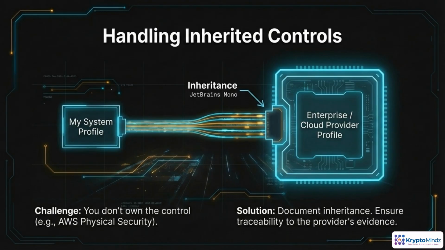Inherited controls are outcomes your system relies on, but that someone else actually implements. A classic example is cloud provider physical security. In a CSF profile, you still account for those outcomes, but you don't pretend to operate the control. Instead, explicitly mark them as inherited, reference the provider's profile or control set, and link to their evidence. Your responsibility becomes validating the contract, reviewing their reports, and maintaining that traceability.